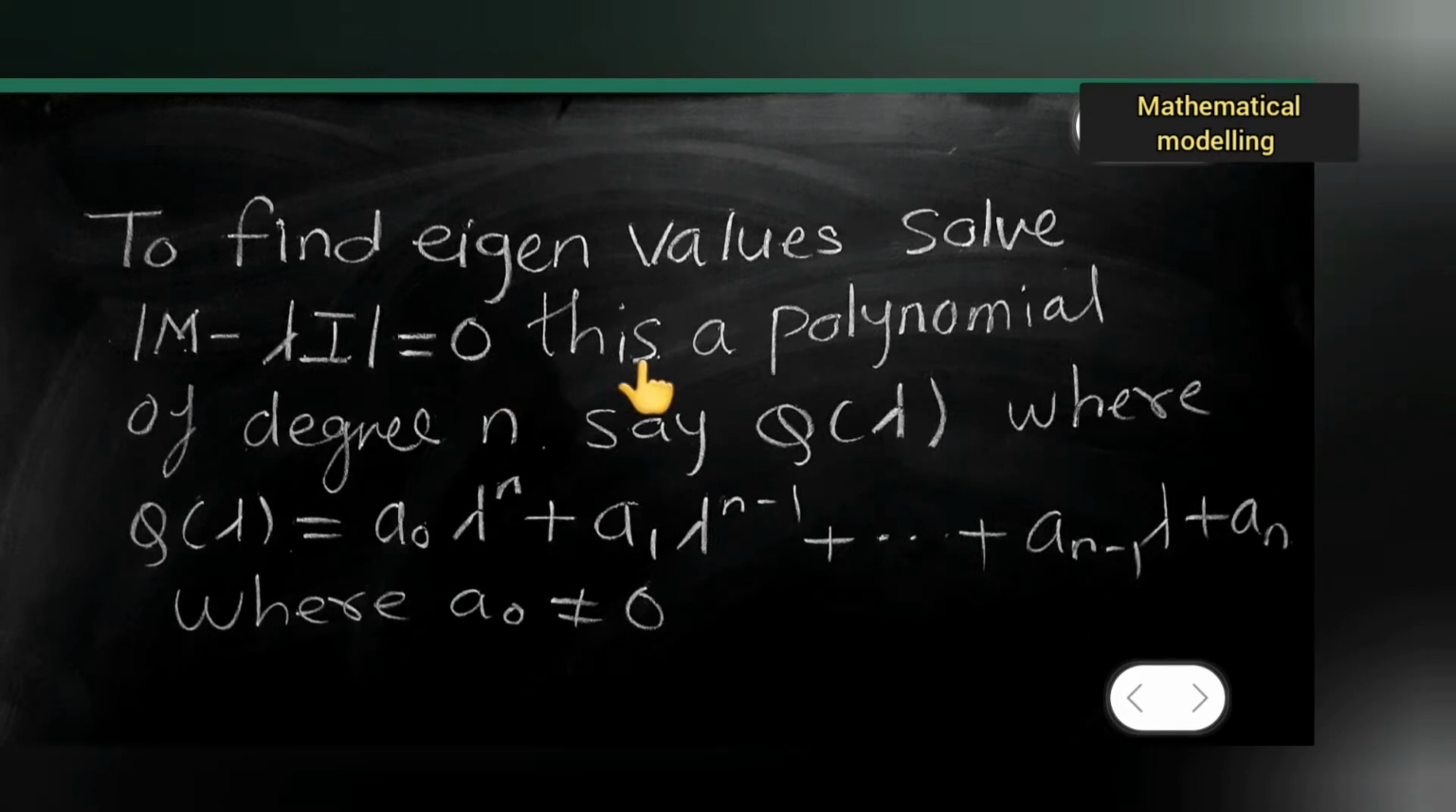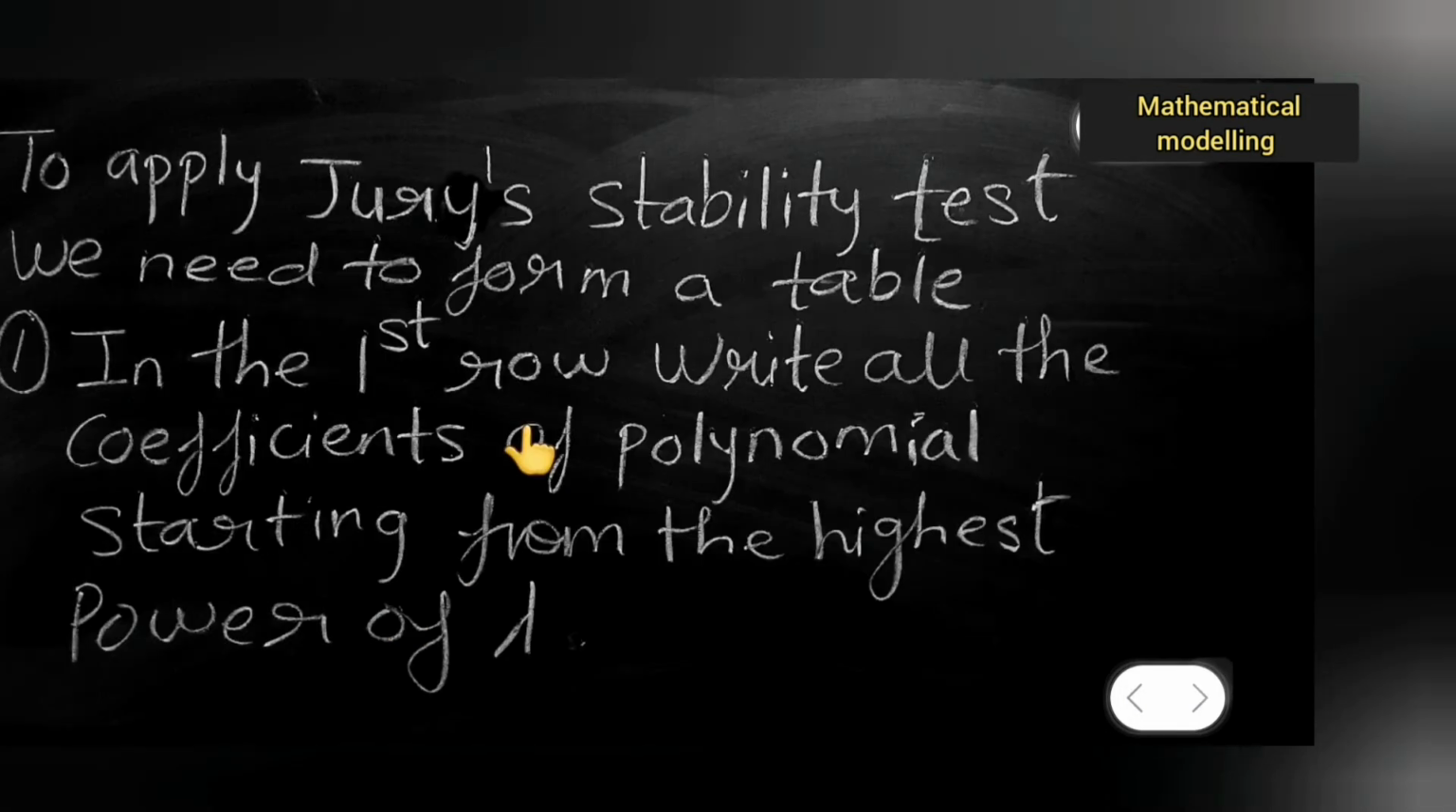Okay. Now this is a polynomial of degree n, say q of lambda, where q of lambda is equal to a naught into lambda raised to power of n plus a1 into lambda raised to power of n minus 1 plus up to plus a n minus 1 into lambda plus a n, where a naught is not equal to 0. This a naught is not equal to 0. Okay, remember this.